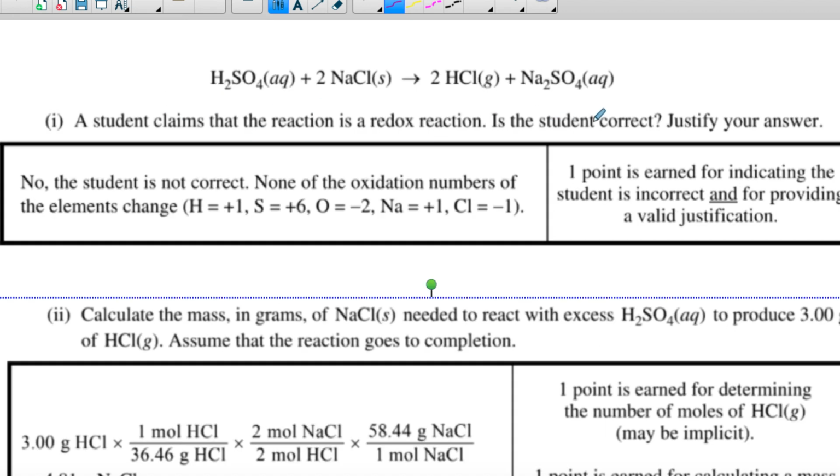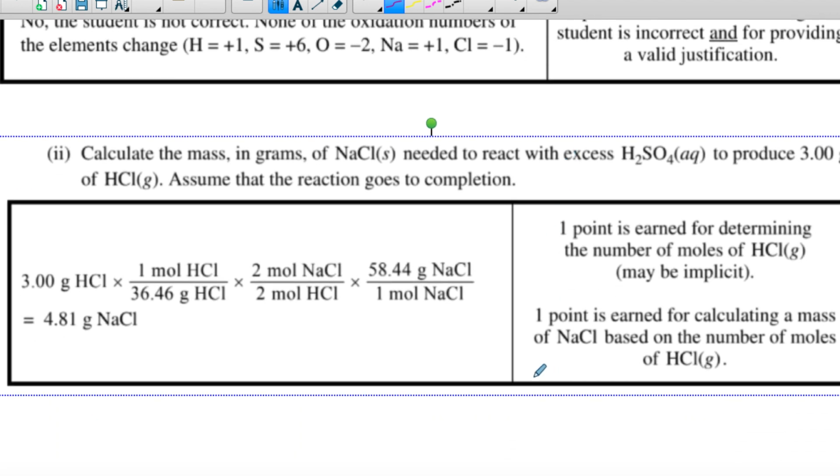It's a redox reaction. No, the student is not correct. I assigned all the oxidation numbers and none of them changed. Then it's not a redox reaction. Done. Calculate the mass in grams. 3 grams of HCl, using the molar mass from the periodic table, using the balanced equation, using the molar mass of NaCl from the periodic table, and you get a final answer of 4.81.